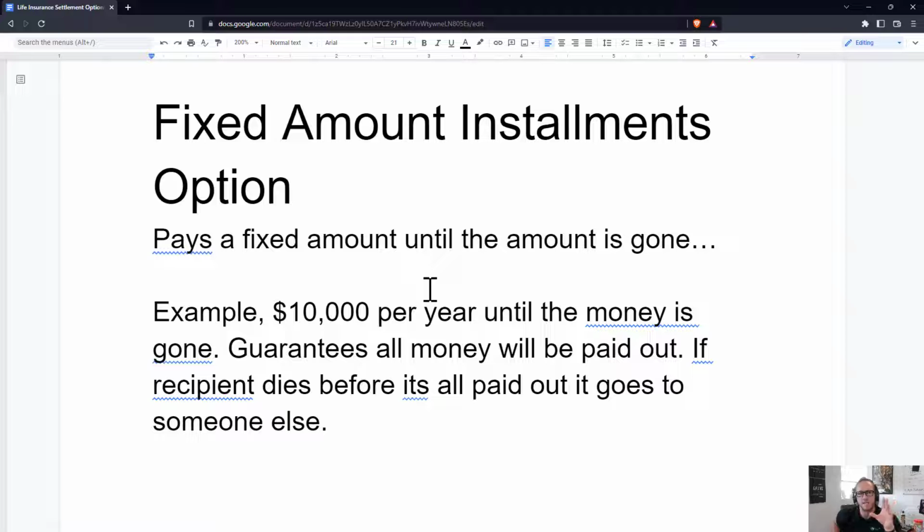So you can see there's a few time period options. One says I want the income for life. If I die young, that's my bad. If I live too long, that's your bad. One says I want all of it to be paid out in a certain time period. And then another one says I just want a specific amount every year until it runs out. Okay? So those are the different, and then you can also receive a lump sum in cash. So those are the different settlement options that you can use for a death benefit.